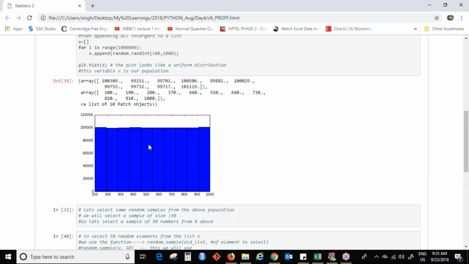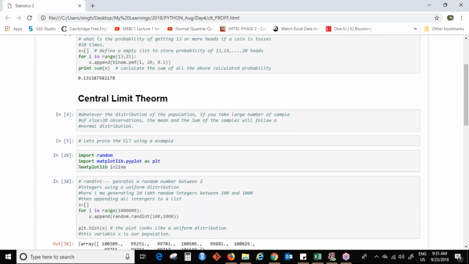We will see the application of this next week, and then you will realize the importance of the central limit theorem. It is very important for understanding machine learning algorithms because it tells you how important the normal distribution is for you.